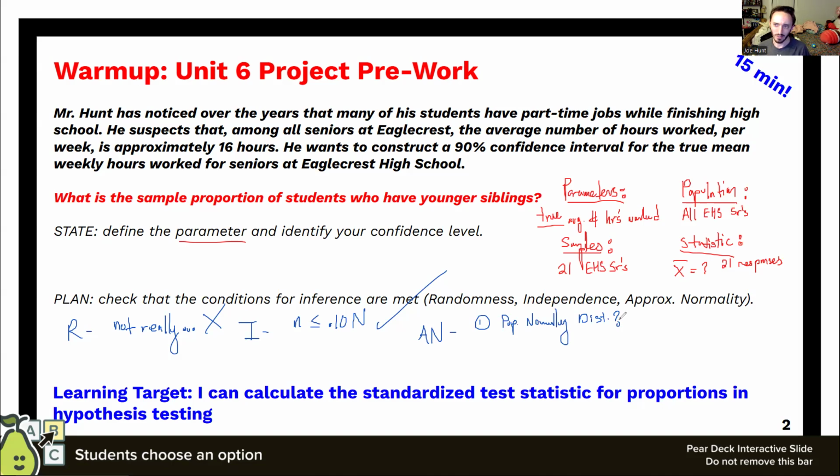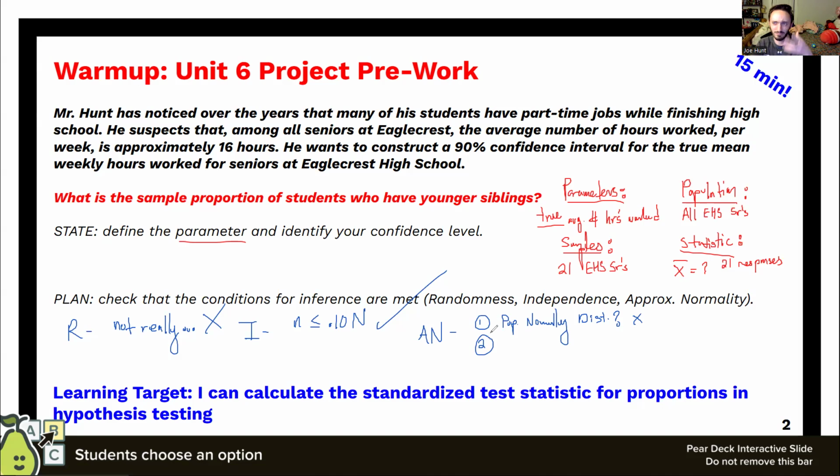We don't necessarily know that that's true for all seniors at Eagle Crest. There might be a big skew one way or the other because we've never really studied that, right? So I don't necessarily want to go that route with the argument. The other thing that I can say is if my sample size is greater than or equal to 30, then that's maybe the next best thing for the argument.